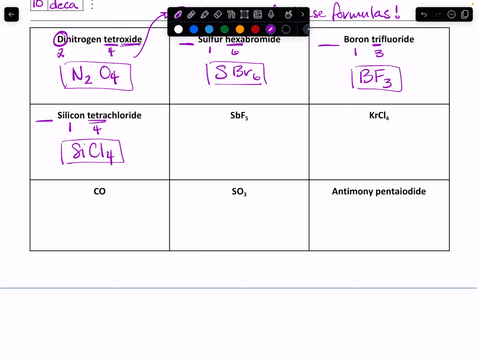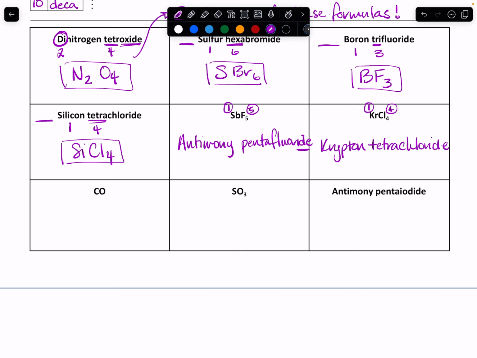Next we have SbF5. If we look, we have 1 antimony and we have 5 fluorine. So this is going to be antimony, 5 is pentafluoride, with that ide ending. So antimony pentafluoride. Next we have krypton. We have 1 of those, and then we have 4 chlorine, so that's tetra. So we have krypton tetra, whoops, not fluoride, chloride. Krypton tetrachloride.